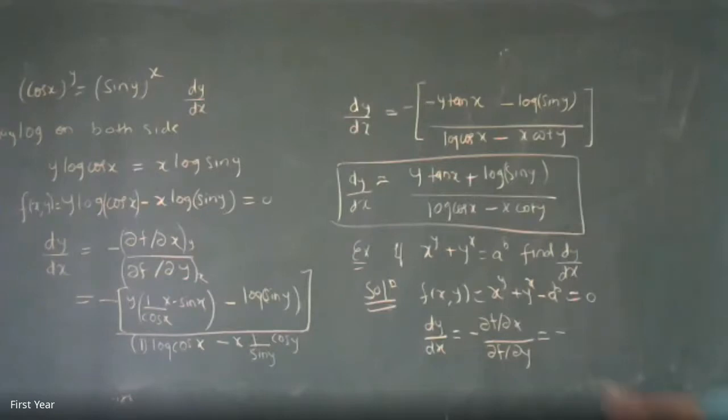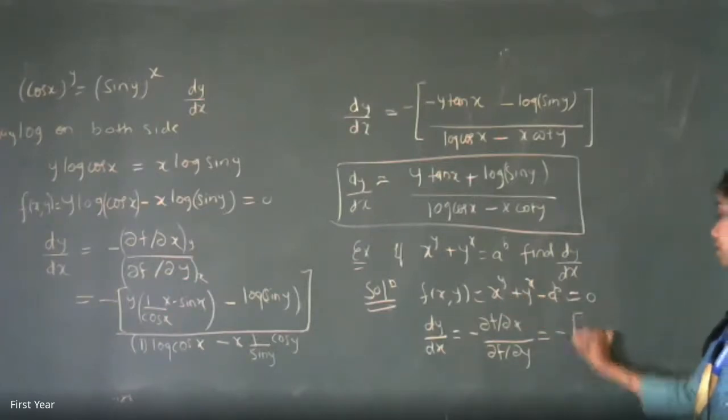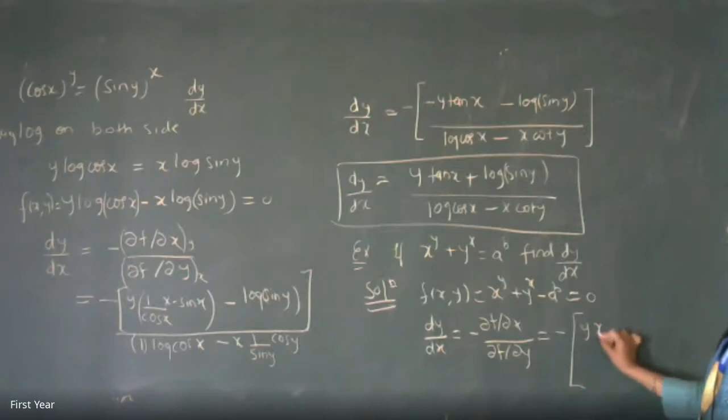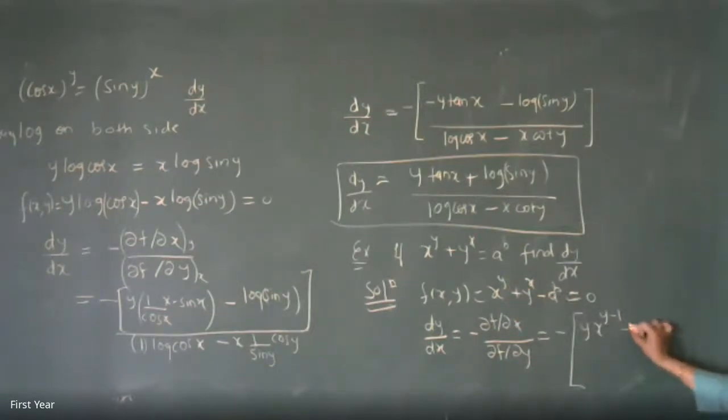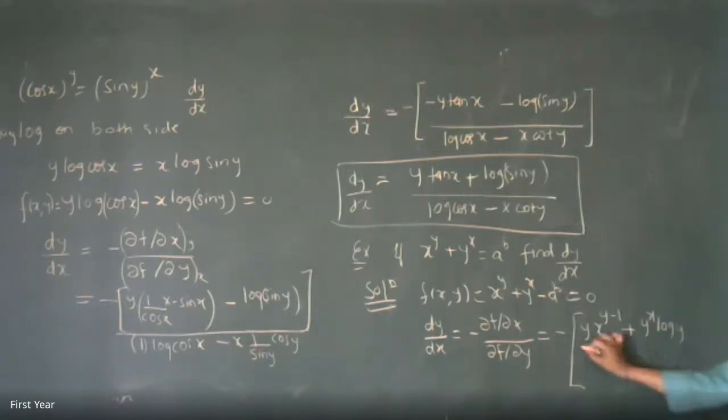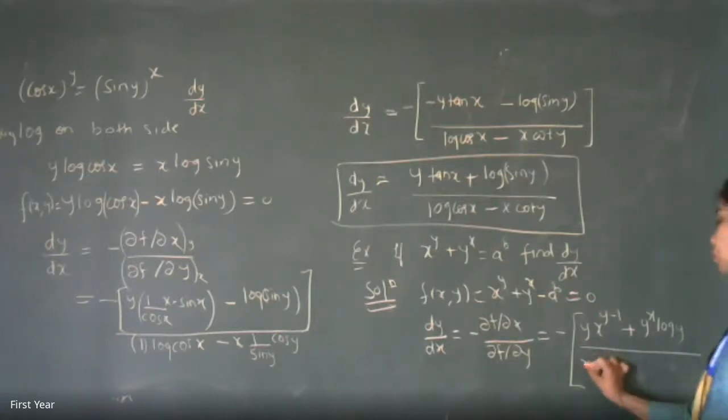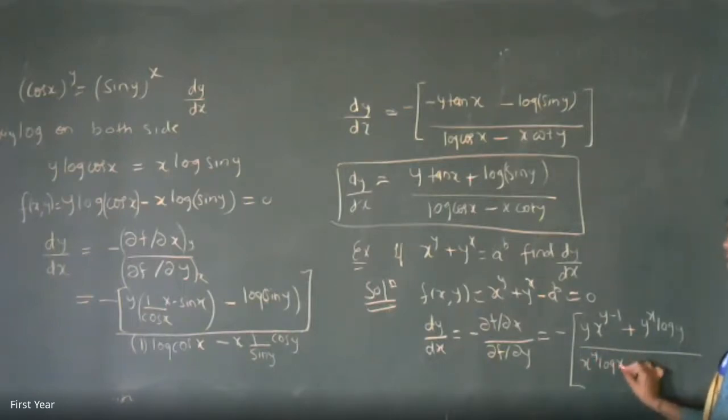del y by del x. The derivative of this with respect to x in the numerator is y x raised to y minus 1, because it is of the type variable raised to constant. So constant into variable raised to constant minus 1, plus y raised to x log y, and the derivative of a raised to b is 0, divided by the derivative of the same function with respect to y. So x raised to y log of x, because x is constant and y is the variable, and here it will be plus x raised to x into y raised to x minus 1. That's your answer. So the log term will be there.